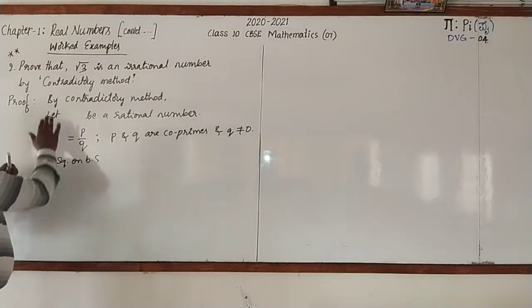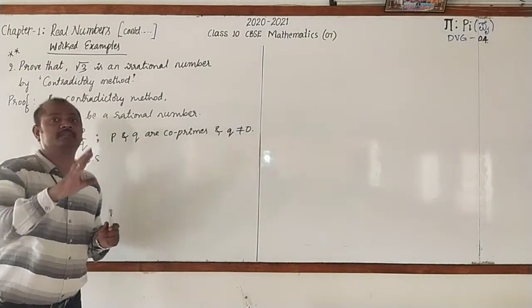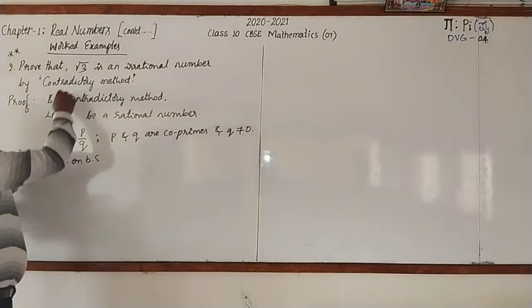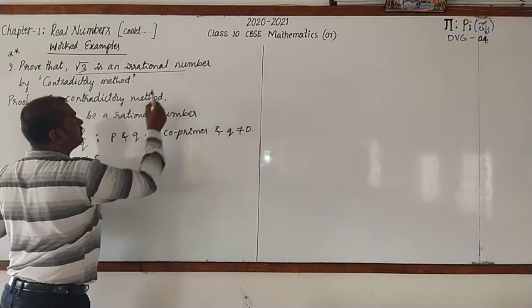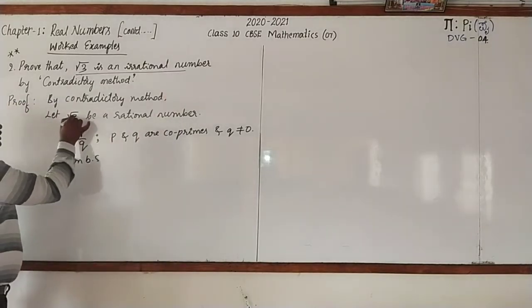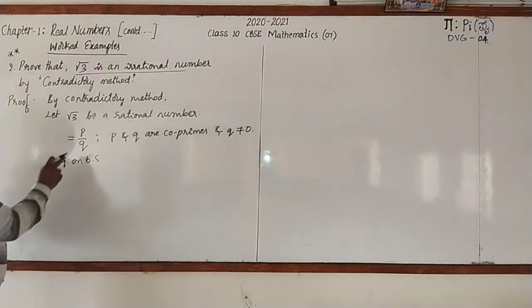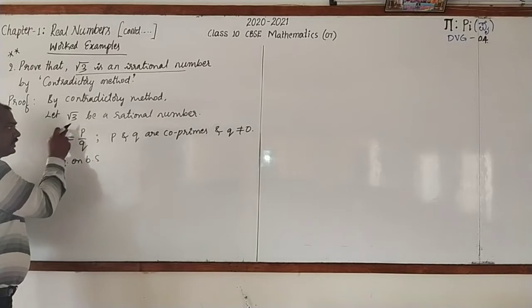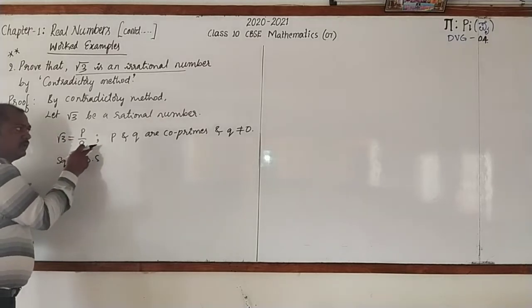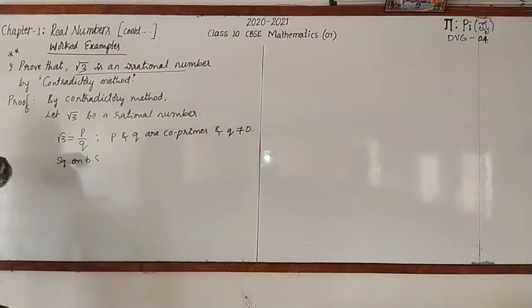Observe this carefully. According to contradictory method, our assumption should be a reverse of the given statement. What is the given statement? Root 3 is an irrational number. Then our assumption should be, let root 3 be a rational number. If it is a rational number, root 3 can be written in the form of P by Q, where P and Q are co-primes and Q is not equal to 0.